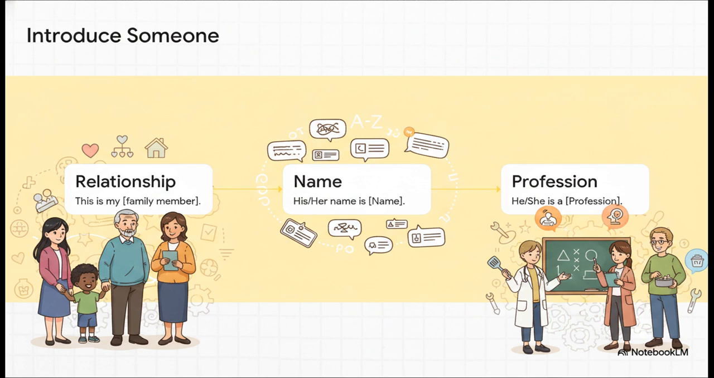But how do you actually introduce them to someone? Well, it literally just takes 3 simple steps. First, the relationship. This is my brother. Next, his name. His name is David. And finally, his profession. He is a teacher.